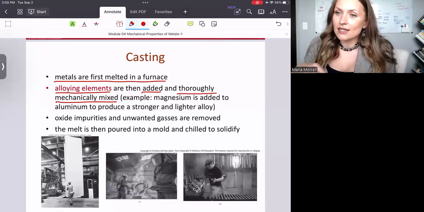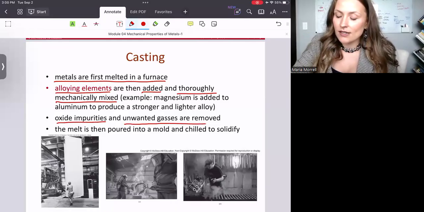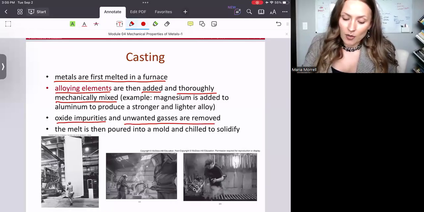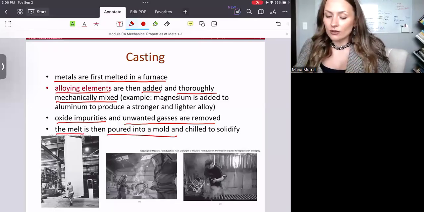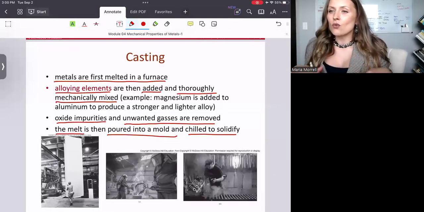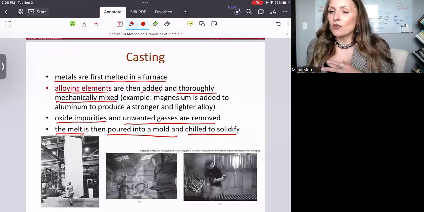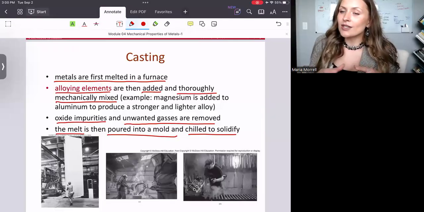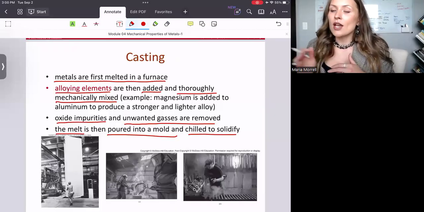Once mechanical mixing takes place, oxide impurities and all unwanted gases are removed. And then the final step, the melt is poured into a mold and then chilled to solidify. So this is the big picture, right? We liquefy the metal, then the optional step, we introduce certain alloying elements and mix it very well, then we get rid of oxide impurities and all unwanted gases, and then we pour it into a specific mold.